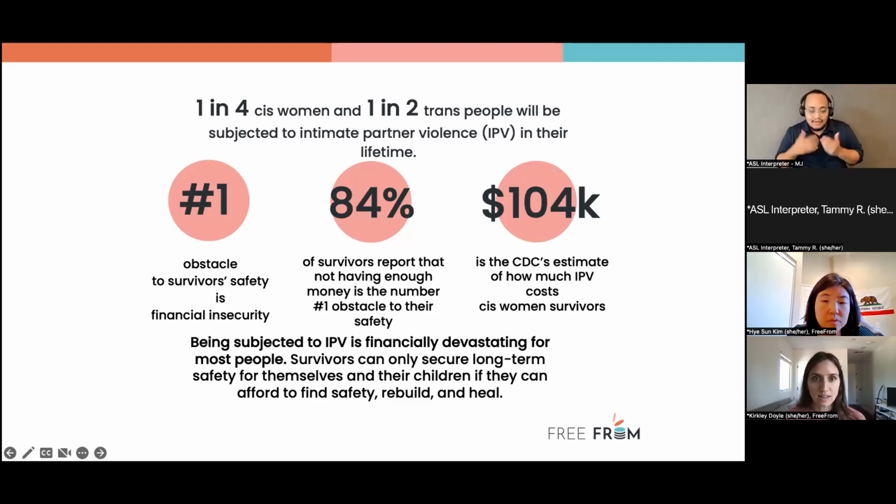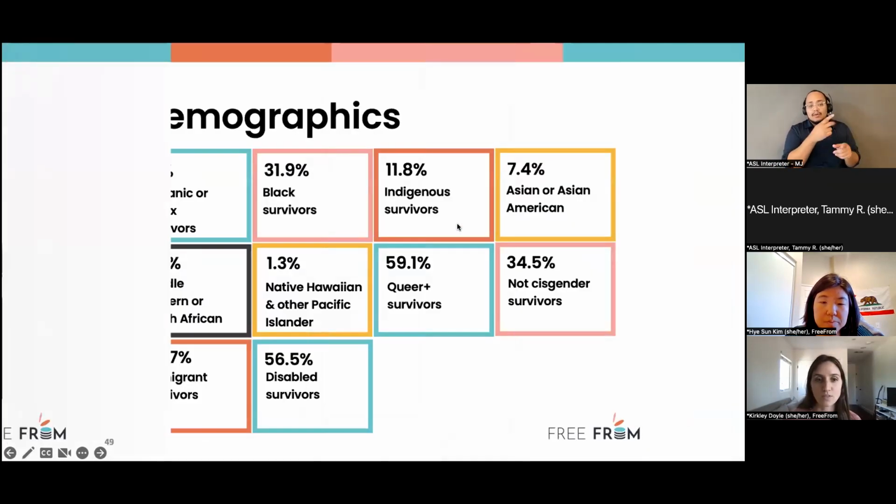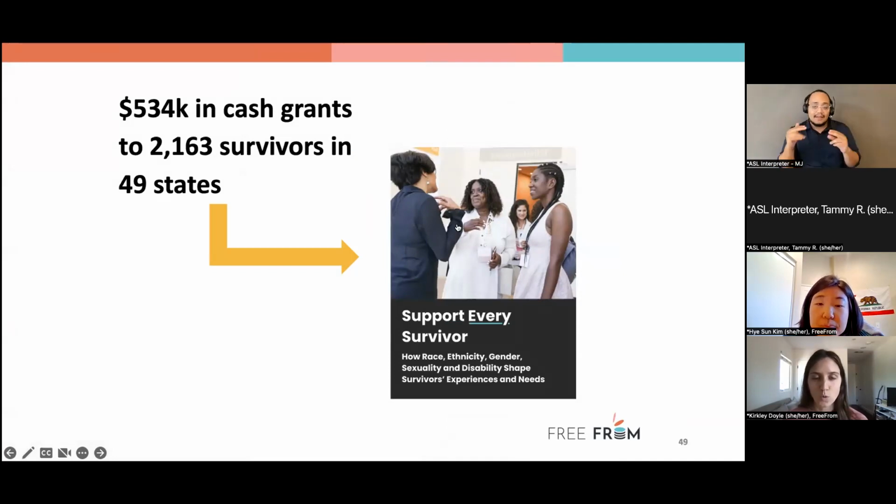So these stats here on this slide really start to frame intimate partner violence specifically as an economic issue, but there's not a lot of research talking about gender-based violence more broadly. And one way that our team at FreeFrom is really working to address that gap is through our direct work with survivors and part of our programs like our Safety Fund. Next slide, please.